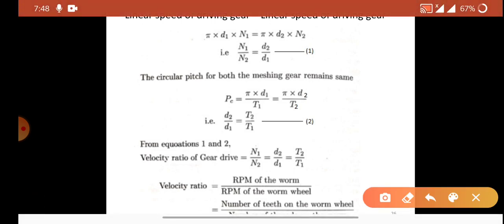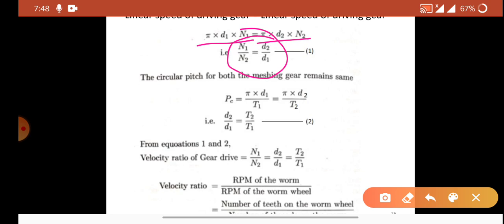Similarly, for the driven gear, it is written as pi d2 n2. On simplification, we will get n1 by n2 is equal to d2 by d1. This is the speed ratio: n1 by n2 is equal to d2 by d1.